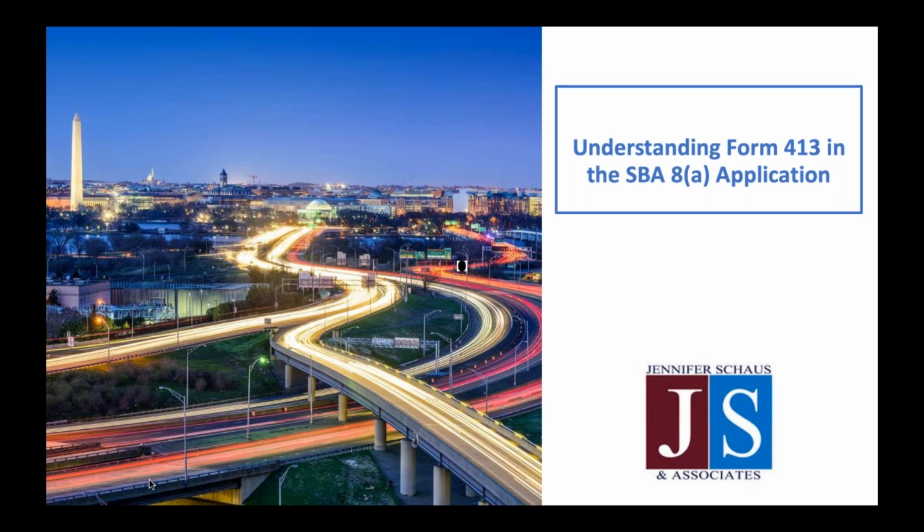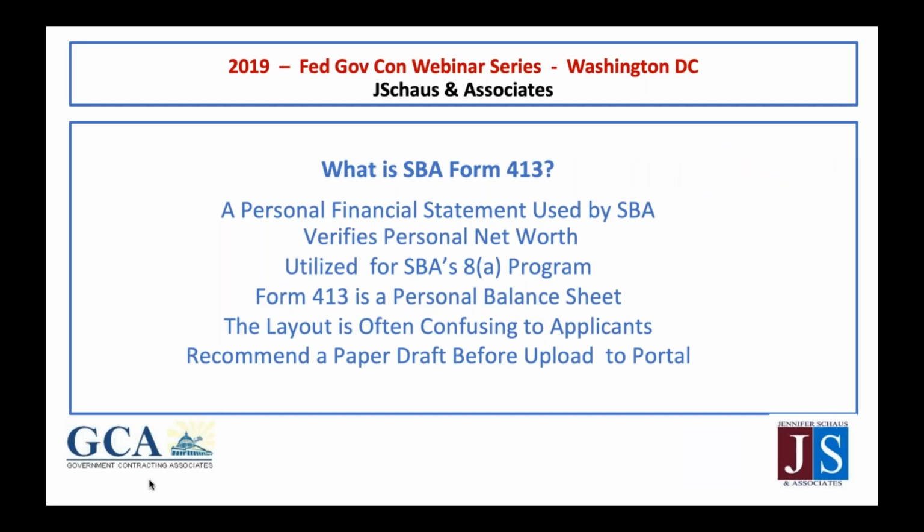413 is a financial statement used by SBA. When you do it online, it will do calculations automatically. But what it does is it verifies personal net worth. And this is the net worth that is calculated minus your equity in your house, equity in your business, and your retirement accounts. It's utilized in SBA's 8A program for qualification. It's more like a personal balance sheet. It measures your assets and your liabilities to give you an overall net worth and a net worth that is allowable within the 8A program. And as an applicant, that is $250,000.